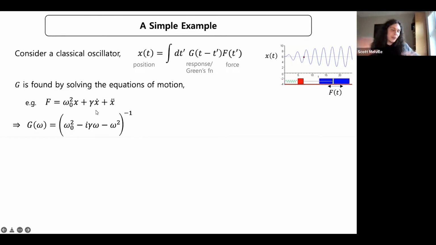So in frequency space, this is then a very easy calculation to do, right? If you Fourier transform this equation, all of the time derivatives just become i omegas, right? And then the Green's function, the thing which we would need to put into this definition at the top, would just be the inverse of this classical equation of motion.